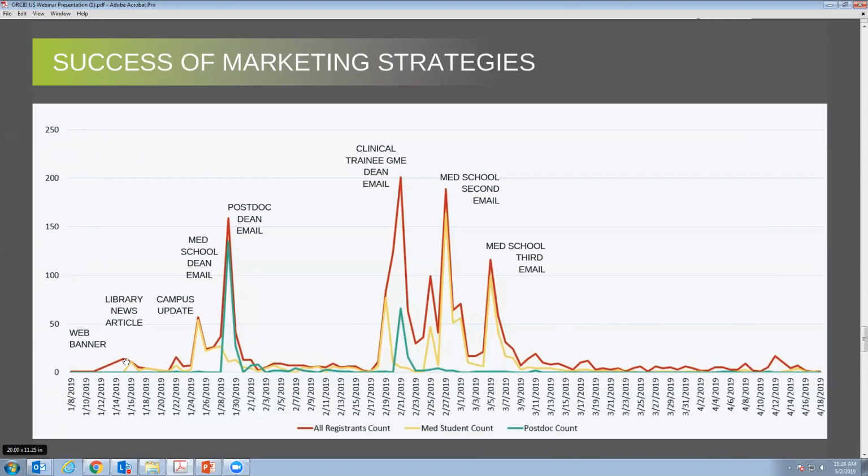But if we look right here, with all of these efforts, which are generally the traditional efforts that libraries will try, we probably got 60 people. But this is when we started sending out the medical dean email. And you can see by the yellow, there's definitely a big push in registration initially with that. And then the postdocs' dean also sent out an email, and so you can see there's a huge push.